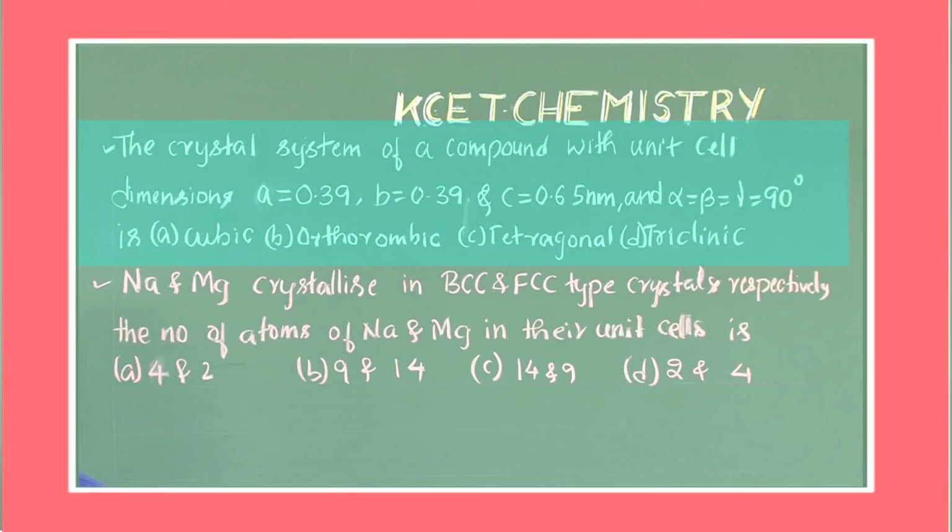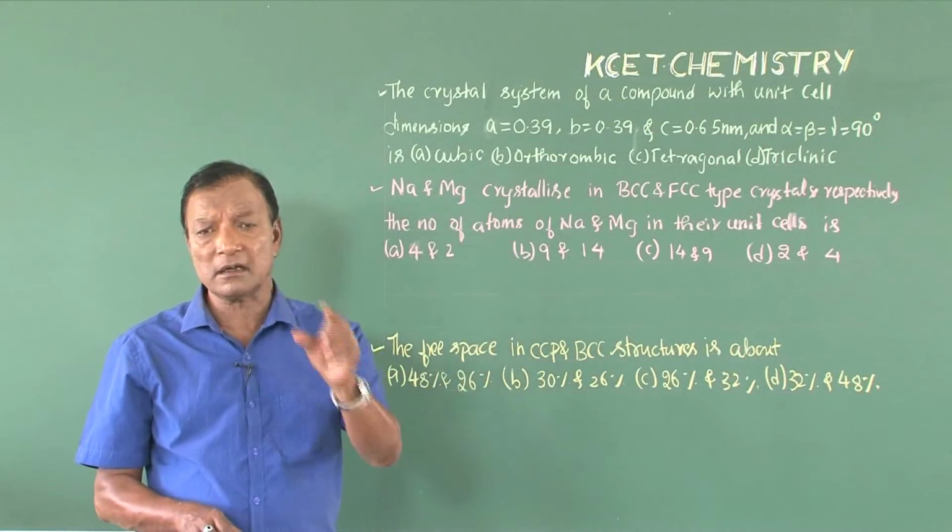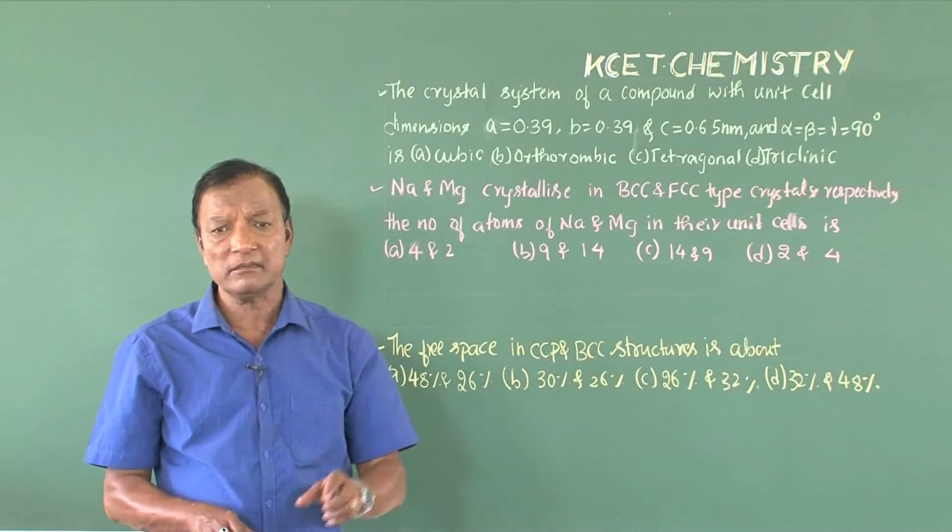Here A is equal to B, length and breadth are equal, but the height is unequal. A is equal to B and not equal to C, while all the angles are equal and equal to 90 degree. And this is nothing but the tetragonal system.